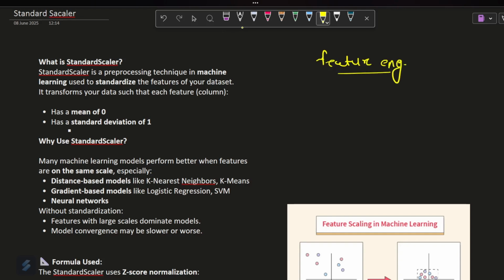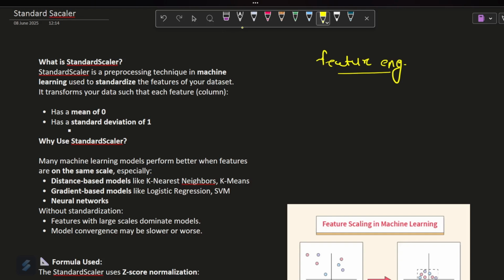So we are getting into what a standard scaler is. Standard scaler is a pre-processing technique in machine learning used to standardize the features of a data set, transforming the data so that each feature, each column, is on the same scale.